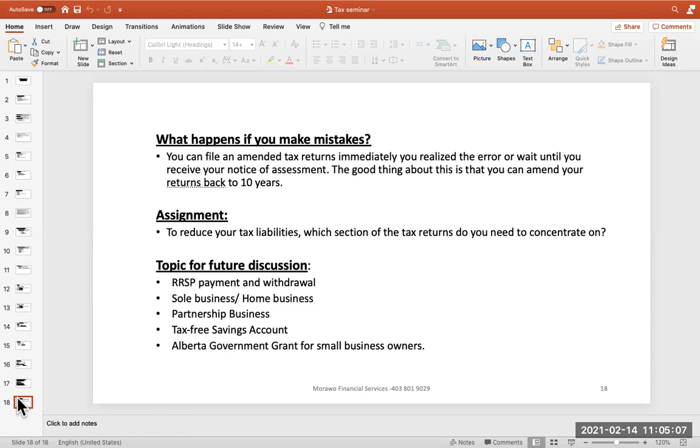And lastly, these are the other topics we may look at in future, God willing. I would like to look at RSP payment and withdrawal, how you can put money into your RSP, and when is the right time to withdraw from your RSP. Then sole business or home business, how you can use this to your advantage to reduce your tax liability. Partnership business, the same thing. Then we also have the tax-free savings account, how you can use it to your advantage.